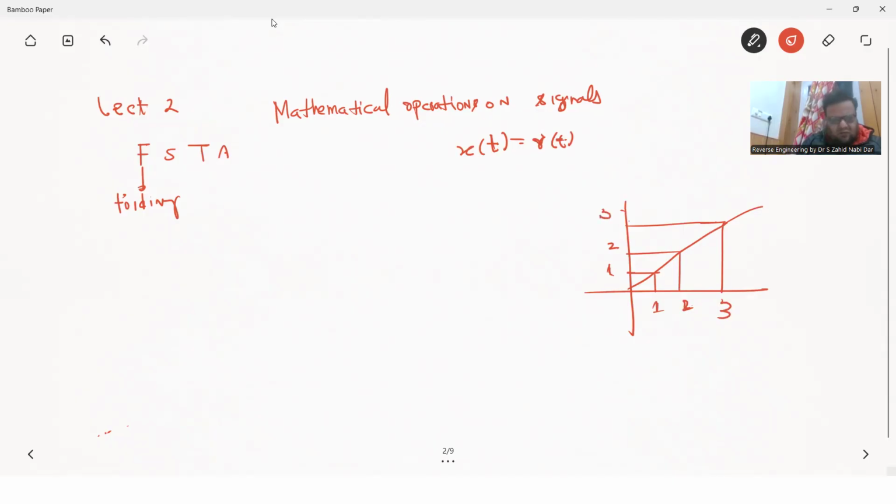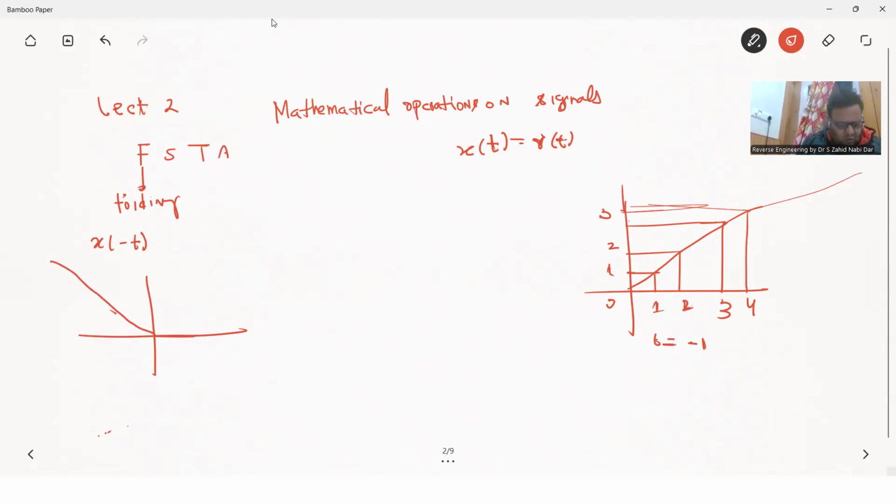Now if I want to apply this FASTA rule, I have to start with folding. First, folding means I have to get x of minus t. So it would be a mirror image of this. So I have to draw a mirror image. That means whatever is appearing on the right side, or simply I multiply the time axis by minus 1. So whatever is at 1 goes to minus 1, whatever is at 3 goes to minus 3, and whatever is at 4, and so on and so forth. Because see, this signal is continuously increasing, so it will go this side around. So this will be the other way around.